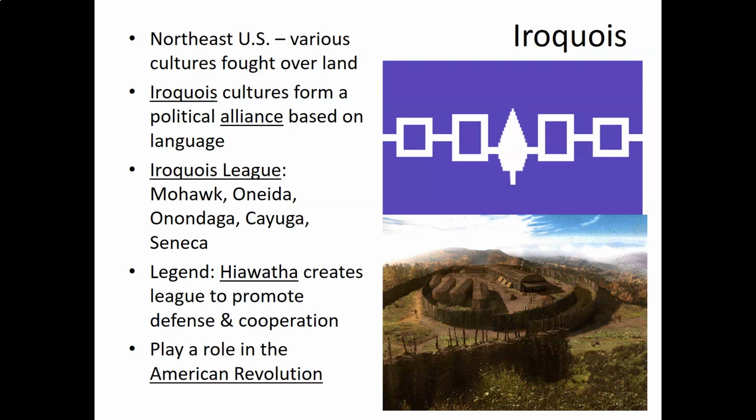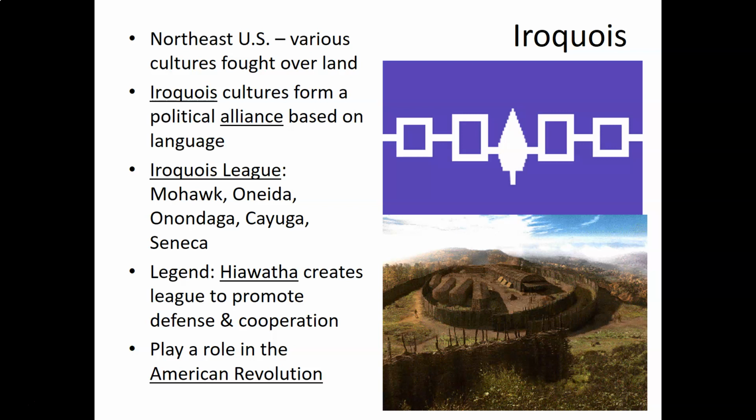In the Northeast, you had various cultures that were fighting over land, and ultimately the Iroquois came together. It was actually 5 and then ultimately 6 groups that had similar languages and cultural traditions that formed an alliance based on their language. They formed the Iroquois League, or the Iroquois Confederacy, and there are other names for it. The 5 main ones were the Mohawk, the Oneida, the Onondaga, the Cayuga, and the Seneca. And legend has it their famous leader, Hiawatha, created the league to promote defense and cooperation.